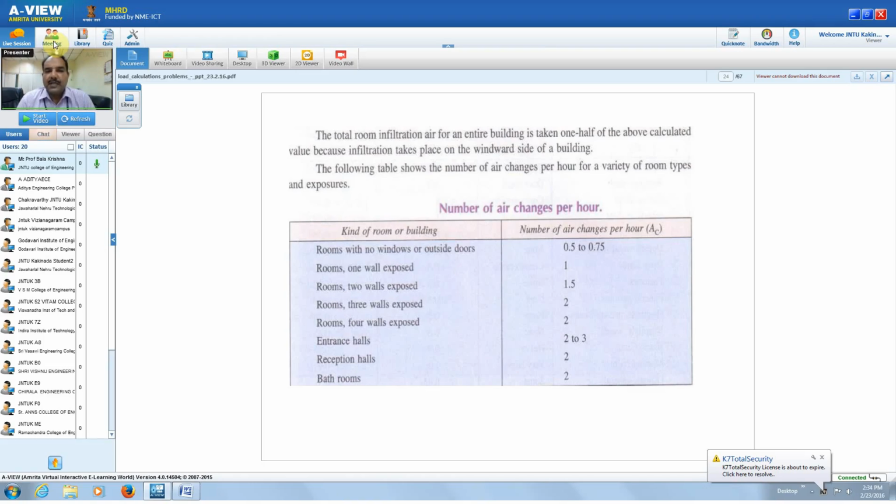The following table shows the number of air changes per hour for a variety of room types and exposures. These are the types: rooms with no windows or outdoors, 0.5 to 0.75 air changes per hour we can take. Rooms with one wall exposure, it is 1, rooms with 2 walls 1.5, rooms with 3 walls 2, rooms with 4 walls exposure, 2 times, the entrance halls 2 to 3, reception halls 2, then bathrooms 2. Like that we can calculate the number of air changes per hour.